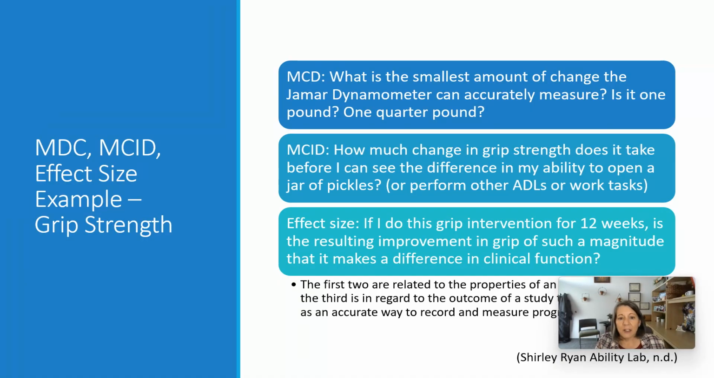MCD is the smallest amount of change that the JMAR dynamometer can accurately measure. Is it 1 pound or a quarter pound, or so forth? And the minimal clinically important difference is how much change in grip strength it takes before I can open the jar of pickles. Then taking us back to effect size: if I do this grip intervention for 12 weeks, am I going to see enough of a magnitude that I am seeing a clinical difference?